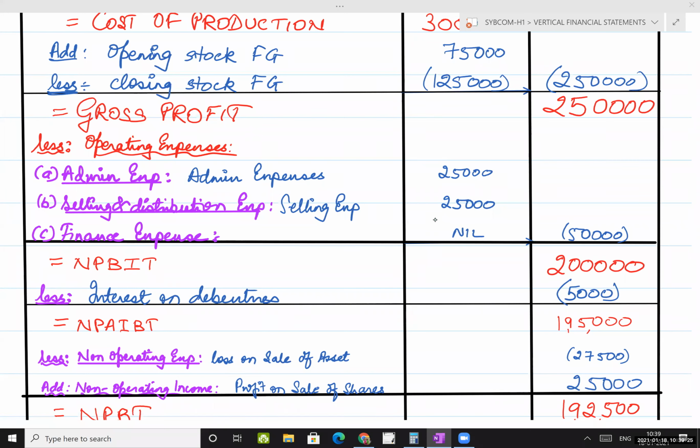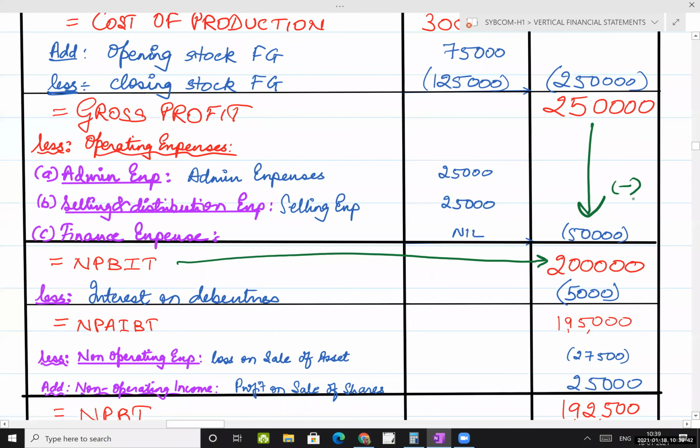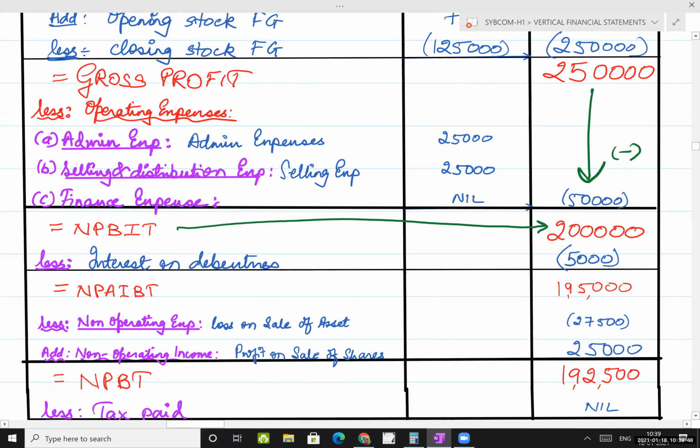ठीक है. 2,50,000 में से ये 50 माइनस करो. So net profit before interest and taxes is how much? 2 lakhs. Net profit before interest and taxes is 2 lakhs. And then you write less interest on debentures. अलग से दिखाओ, वही मैं बोल रही हूँ बार बार. One same thing I'm repeating so that you don't make mistakes.